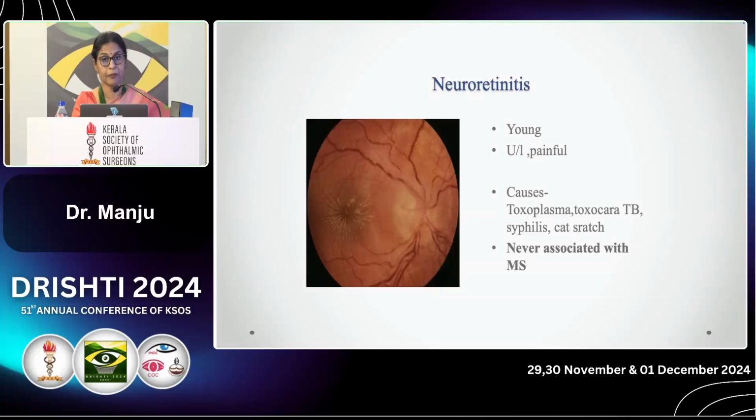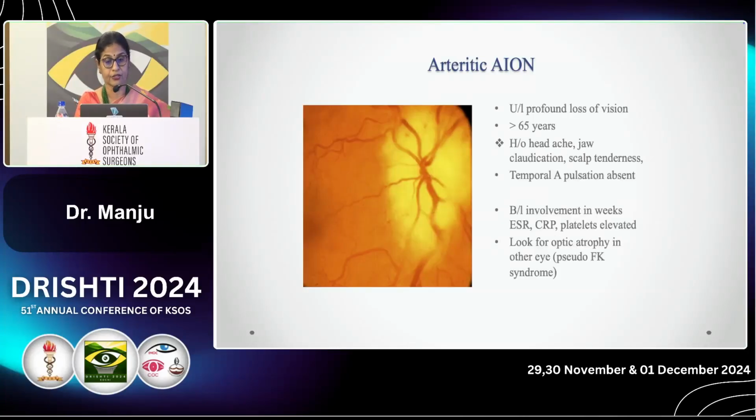Neuroretinitis, seen in young patients, complains of pain on ocular movements. About 10 days or 2 weeks after the onset of disc edema, hard exudates also start appearing at the macular area. Common causes are toxoplasma, toxocara, or cat scratch disease. Now, when you see these hard exudates, we can exclude demyelinating conditions.